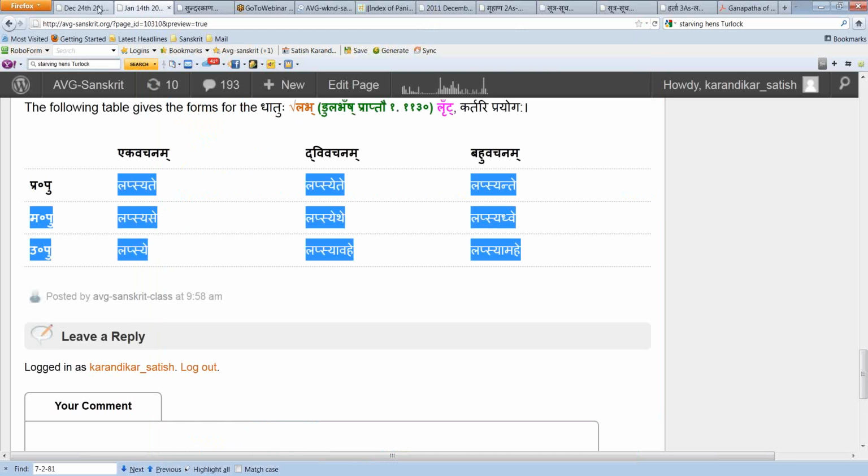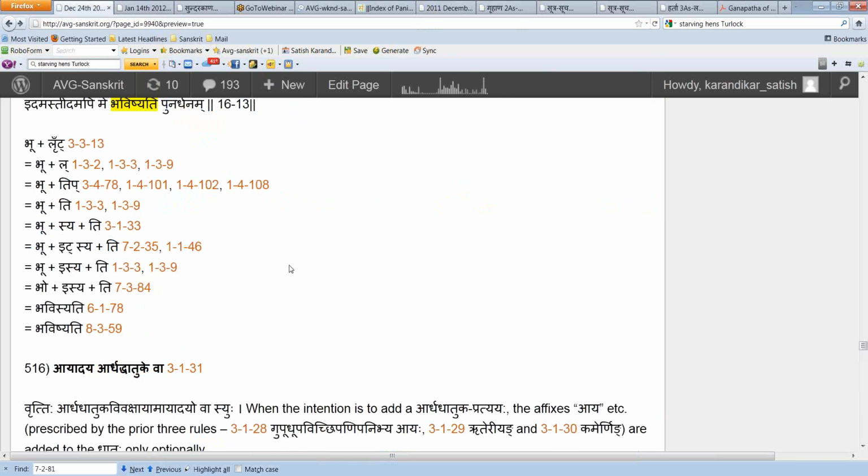First one, we're going to look at this rule, which is ayadaya ardhadhatuke va. Ayadaya ardhadhatuke va. Is this a typo here? Ardhadhatuke va. There's a typo there. Let me just fix the typo for 1 second. Ardhadhatuke va.